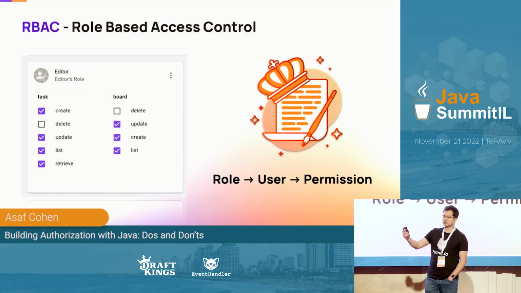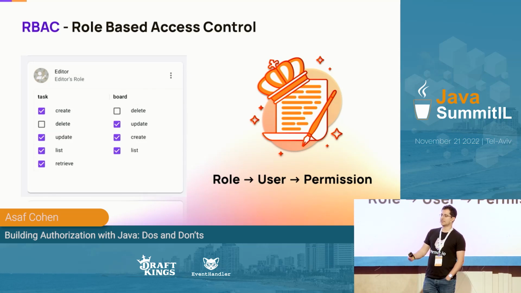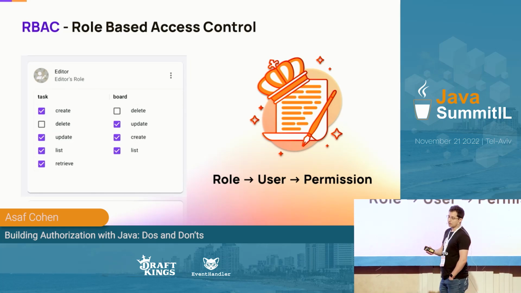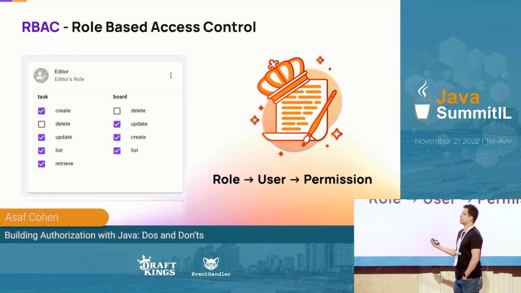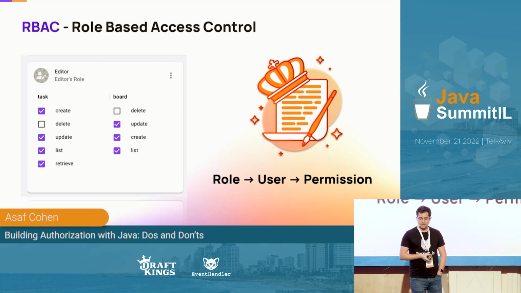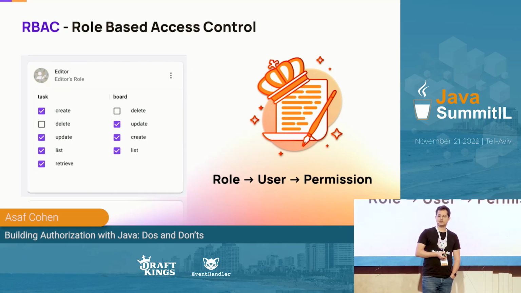I have an editor role. The editor role can access certain resources within my application. So if I'm a to-do application, this editor role can create tasks, update, list, retrieve, whatever, but cannot delete tasks. And a role is coupled to permissions. A permission is typically comprised of the resource that you're trying to access and what level of access. So resource and action.